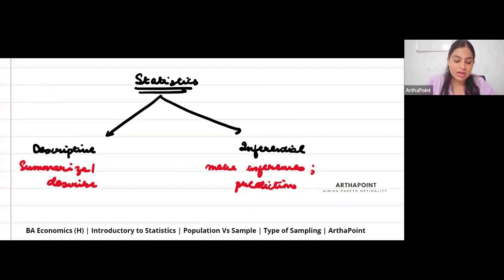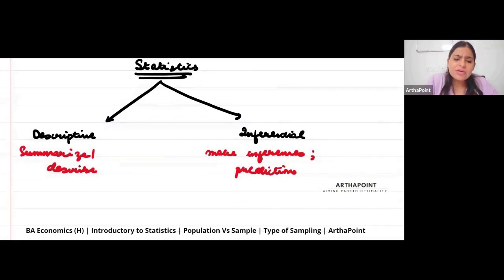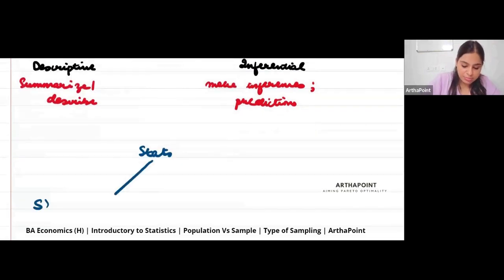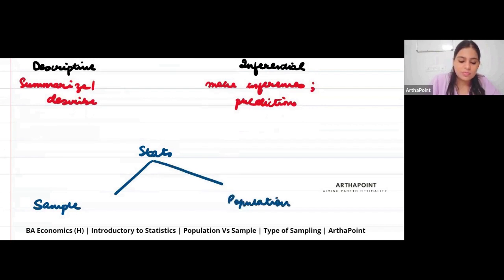Now, whenever we want to talk about descriptive or inferential statistics, something even more important pops up in stats. And this is actually sample versus population. Most important for hypothesis testing. The difference between the two. Very, very important.